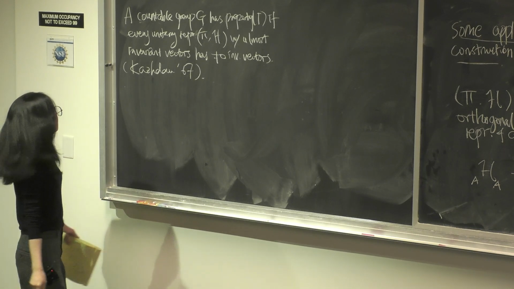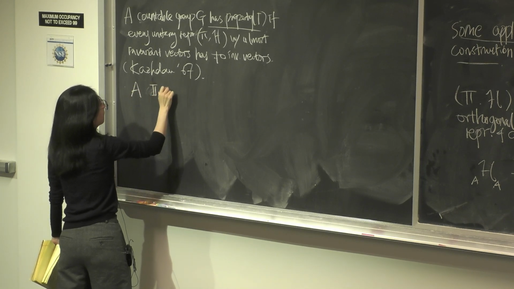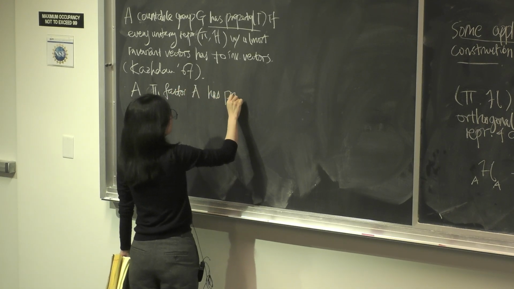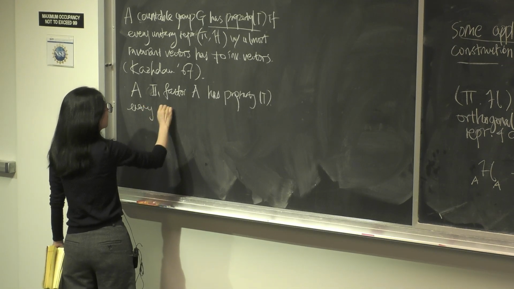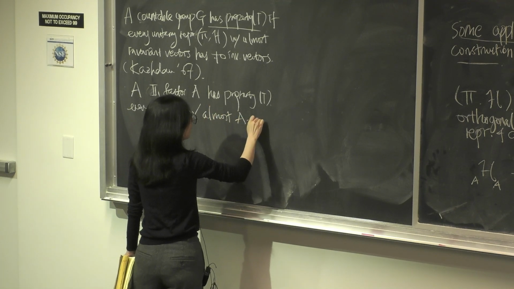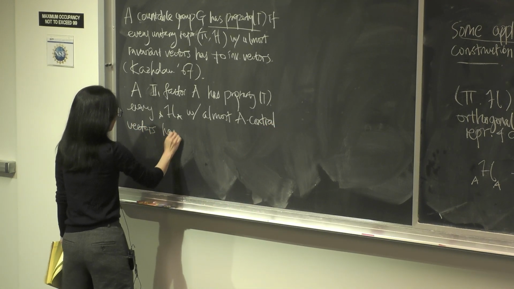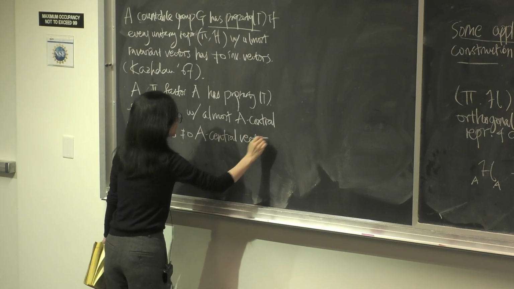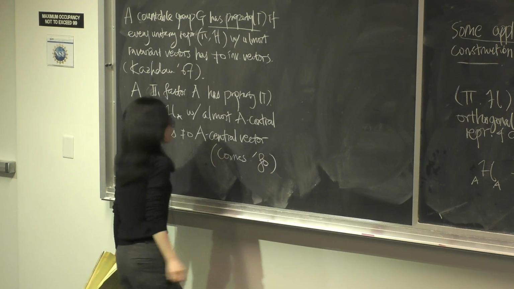1967. And then the corresponding notion for II_1 factors: let's call it A, has property T if for every A-bimodule with almost central vectors has non-zero central vectors. And this was formulated by Connes in 1980.